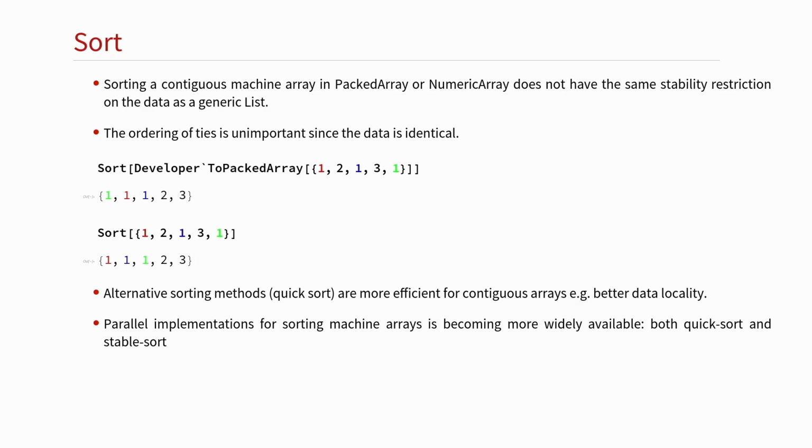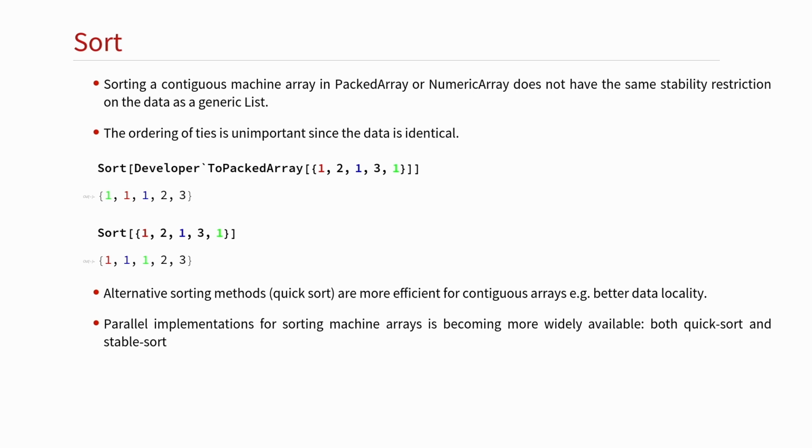So sorting a contiguous machine array, a packed array or numeric array, doesn't really have the same kind of stability restriction that we have when we're working with a generic list. If I'm asking for the order in which things come in, it has to be the same as the list. But if I just want to sort this data, okay, here's my example from before.